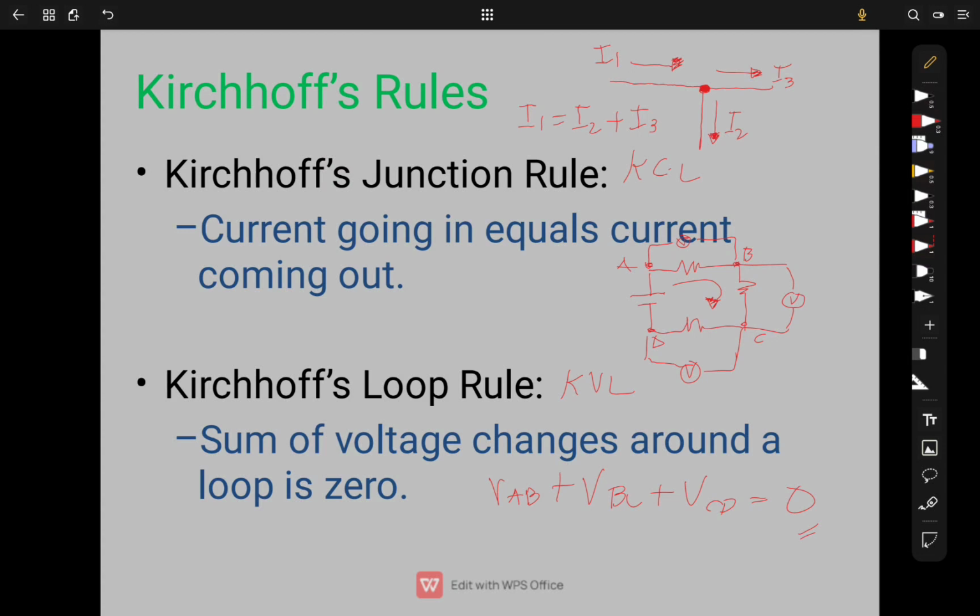Kaya po, yung dalawang rule na yan, yung KCL and KVL na tinatawag, nagpapakita ng idea or konsepto ng conservation of charges and energy. Kasi, sinasabi lang nila na, sa una, which is yung KCL, the current going in equals lang sa current coming out. And also, yung sum of the voltage changes around the loop is 0. Ibig sabihin, there is no energy lost. Maliwanag po? Maliwanag.